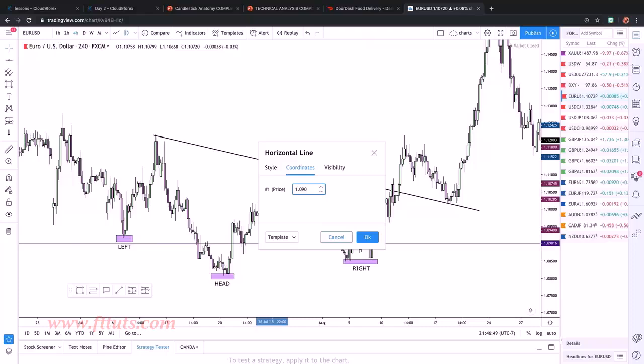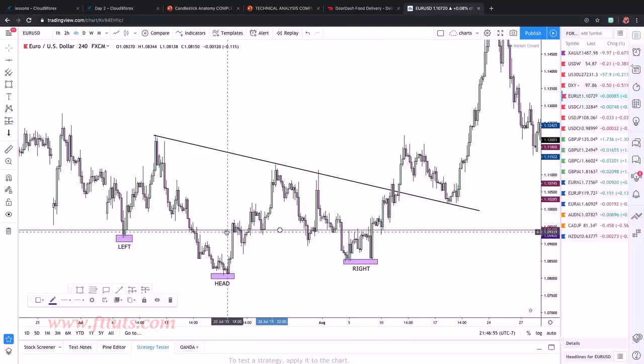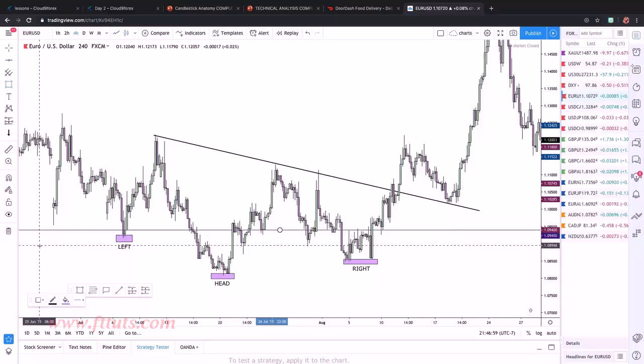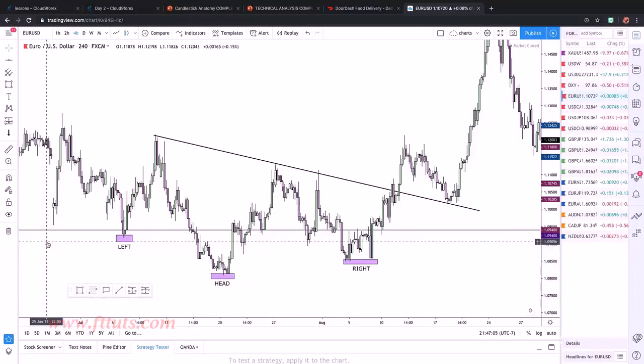It's 1.09400. So I'm going to input that in the coordinates. And you can see how price respected it. And then I'm just going to highlight it. You can change it to whatever color you want.